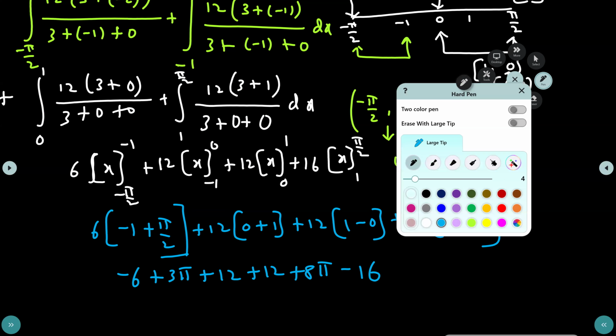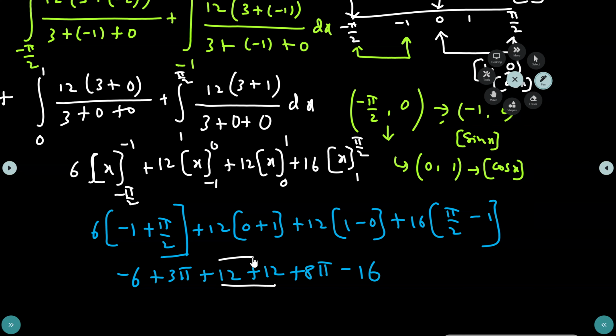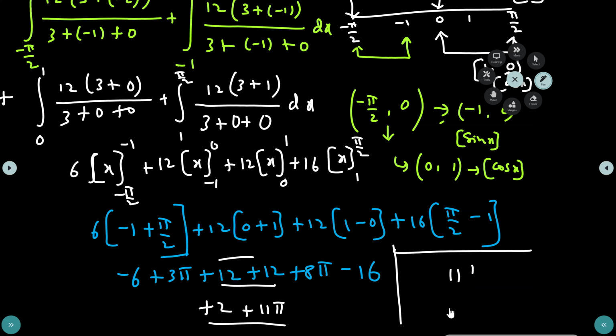Okay. Now finally your answer. 12 plus 12, 24. 24 minus 22. Right, and 3 pi plus 8 pi, which is 11 pi. So what is the final answer for this question? 11 pi plus 2. Okay, 11 pi plus 2 is the final answer. Good question, note it down.